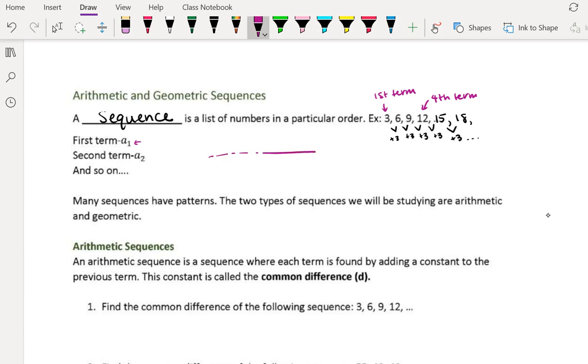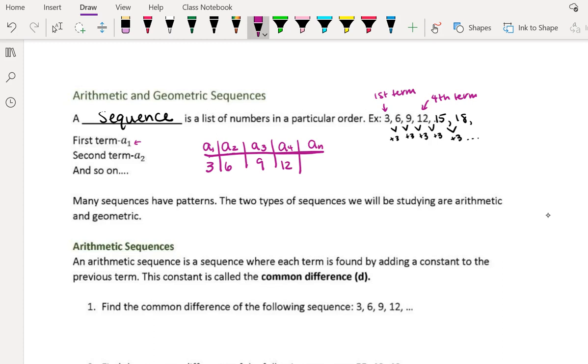So if I wanted to I could make a table here, and eventually we'll do this. If I have a sub 1, the first term is 3. A sub 2, the second term is 6. A sub 3 would be 9. A sub 4 would be 12. And I could continue up to any number, which we'll call a sub n.